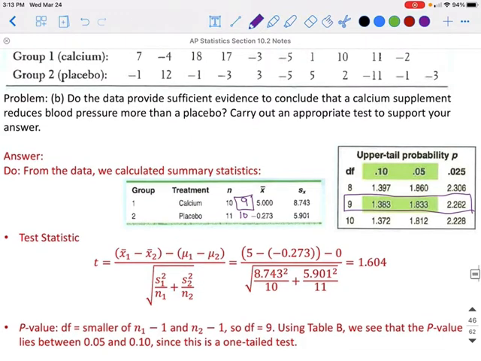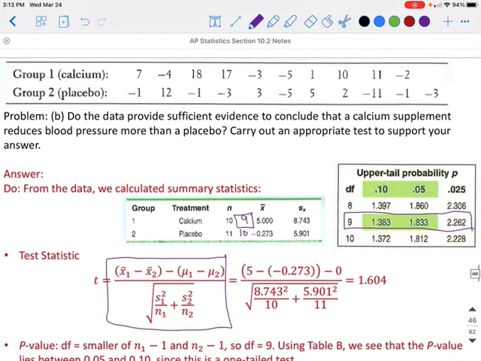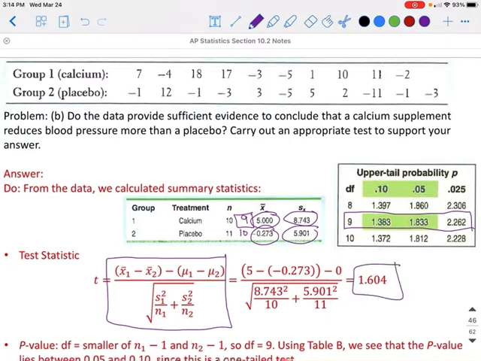Next, you need to find that test statistic. So we're going to use this formula. We're going to plug in all of our information from our variables. So in your calculator, you would have to put in group 1, and you would have to calculate their mean and their standard deviation. And the mean for group 1 was 5, or if they gave it to you, they gave it to you in this table. So our mean is 5, and our standard deviation is 8.743. For group 2, the mean is negative 0.273 with a standard deviation of 5.901. So if we plug that all in, you will get a test statistic of 1.604.